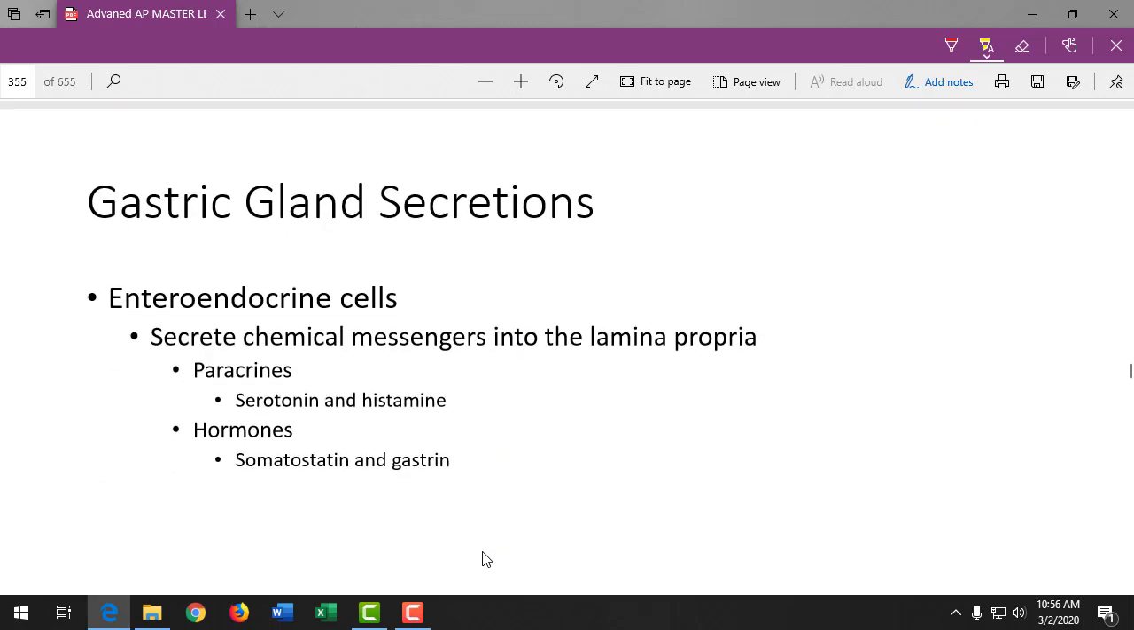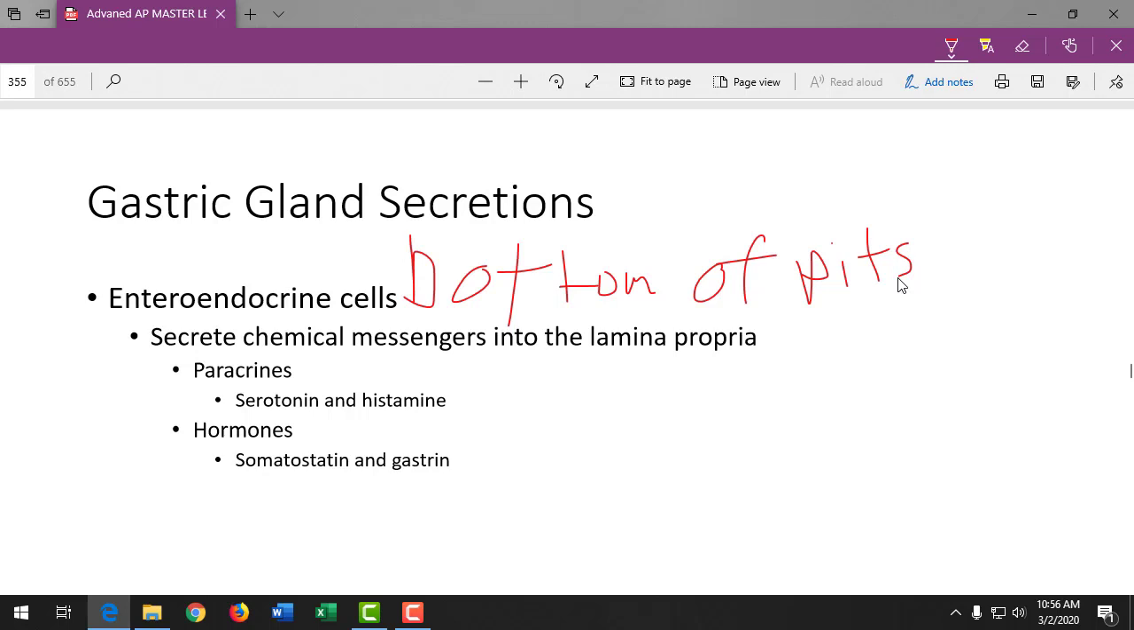And then these endocrine cells way at the bottom of the pit, so these are at the bottom of the gastric pits. Closest to the blood supply, right? Because deep in the mucosa, below that are the smooth muscle layers and eventually the capillary layer. They secrete hormones, serotonin and histamine, somatostatin and gastrin, all promoting digestion.